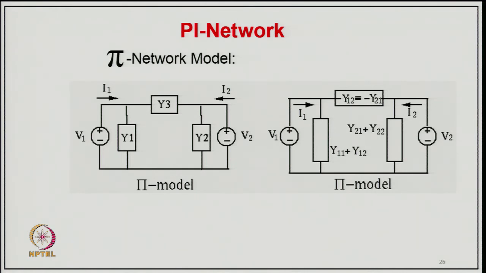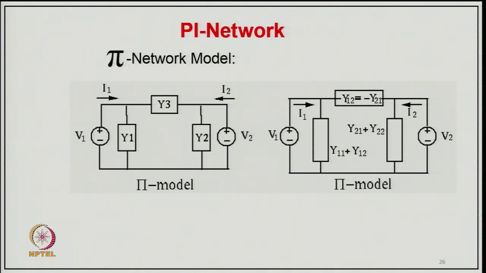Here V1 is the applied voltage giving the current on the input port, and the output is the V2, I2 port, and we have parallel admittances Y1, Y2 and Y3. We call it the pi model. And another pi model in terms of admittance parameters, where V1, I1 have the parameters Y11 plus Y12 and Y22 plus Y21, and where Y3 equals minus Y12.